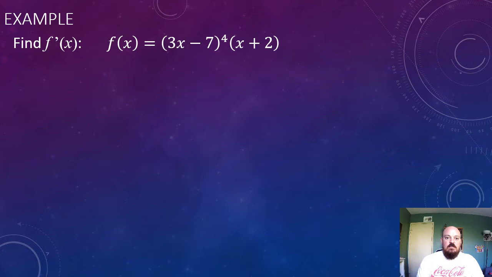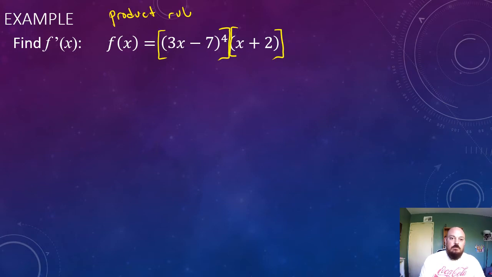So I'm thinking to myself, this (3x minus 7) to the fourth power, that's really my first function, and I'm multiplying it times the (x plus 2). So this is going to be a product rule question first. So don't worry about anything else yet. Just think about what you know about product rule and set that question up. So we have f prime of x equals.